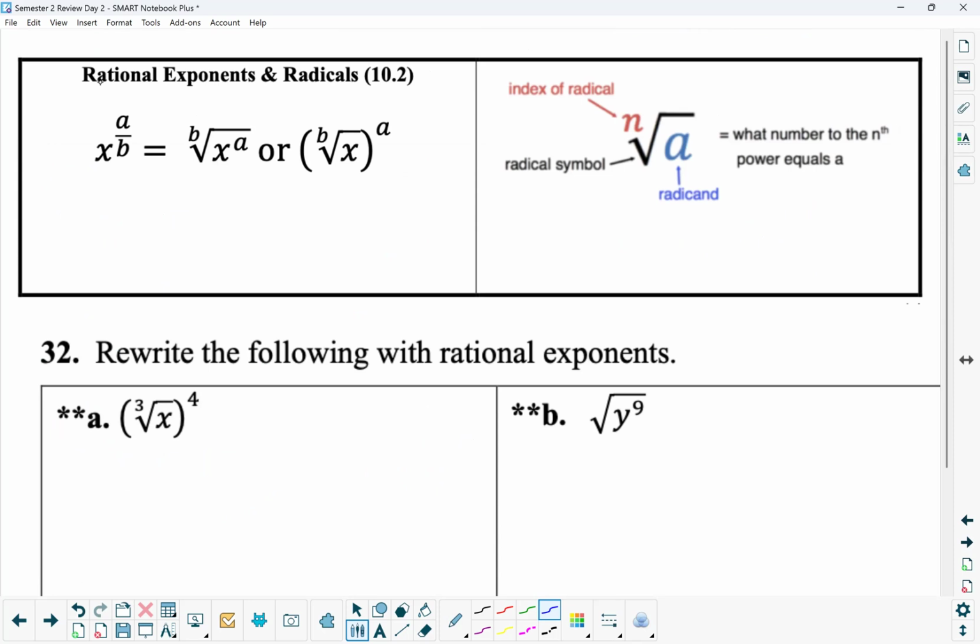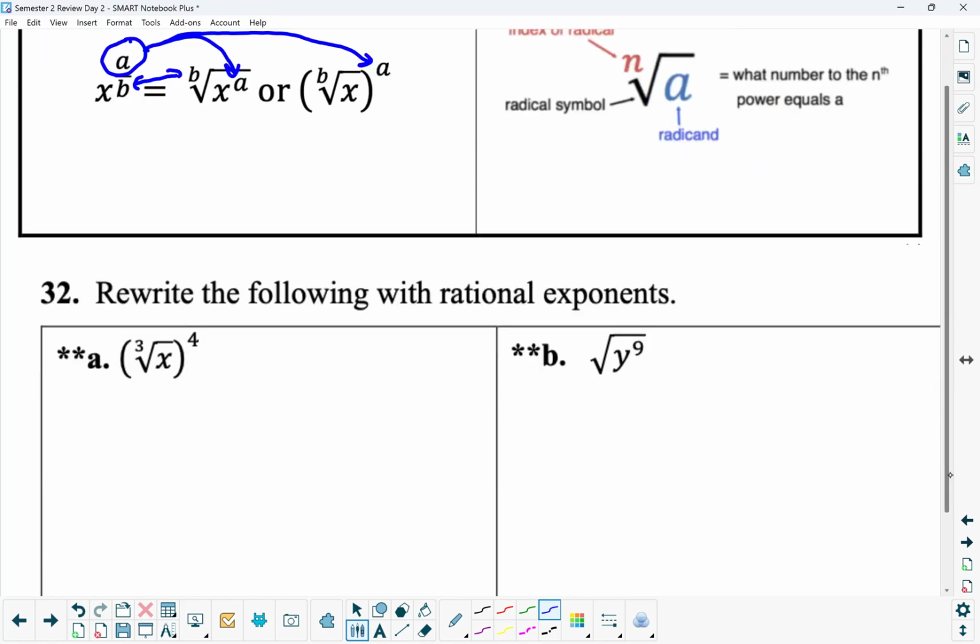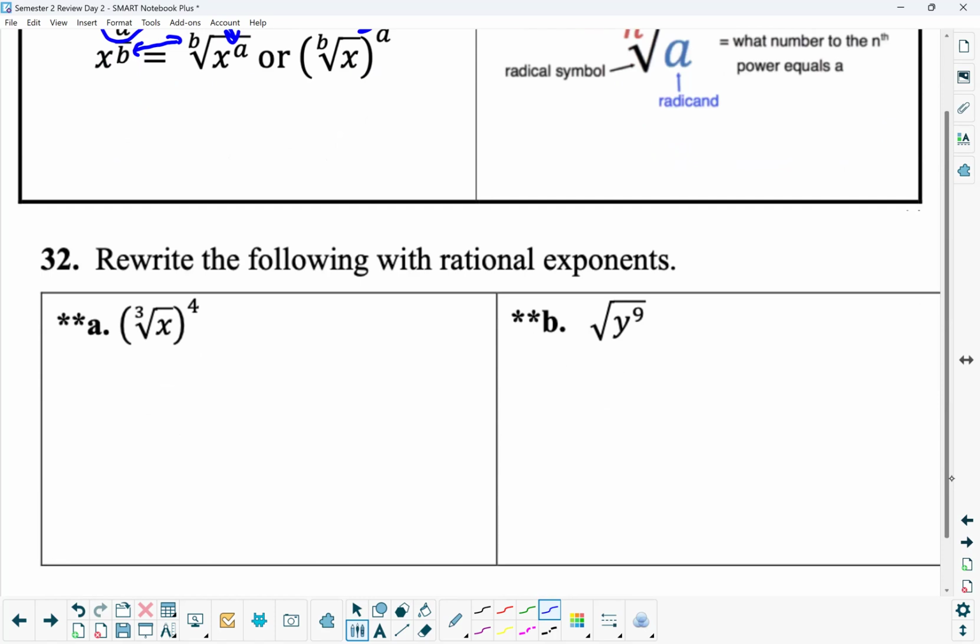Rational exponents are just a way that you can write an exponent as a fraction, and it actually is the same as a radical expression, where the denominator of our exponent becomes our index, and the numerator stays as our power. And there are two different ways that you can write those, with parentheses or without. So we are going to rewrite with rational exponents. And the last step is always going to be, can I reduce that power?